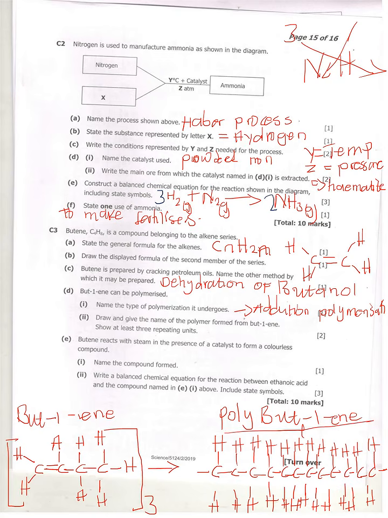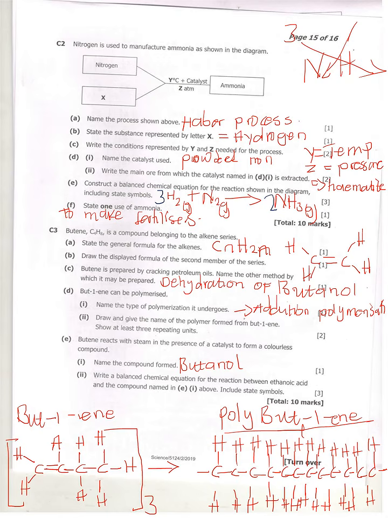Now for question E. Butene reacts with steam in the presence of a catalyst to form a colorless compound. Whenever hydrocarbons react with steam, they form an alcohol. Name the compound formed. Since we are using butene, the alcohol is butanol. If it's ethene, ethanol; propene, propanol. The name of the hydrocarbon used determines the name of the product that you are going to get.